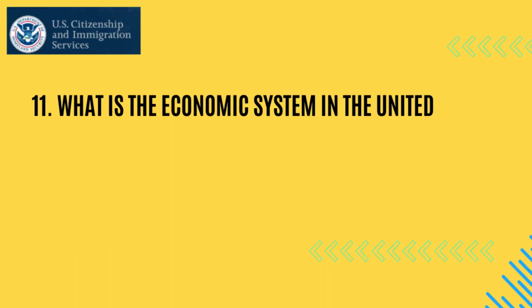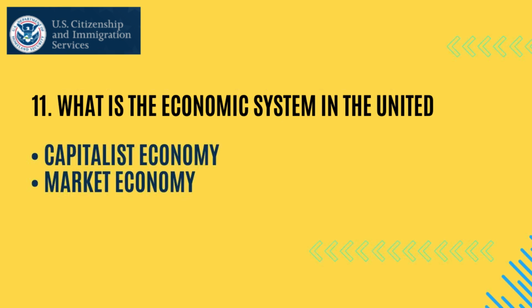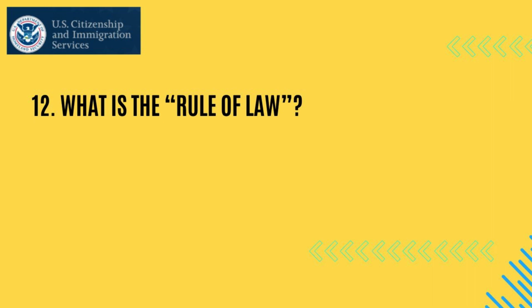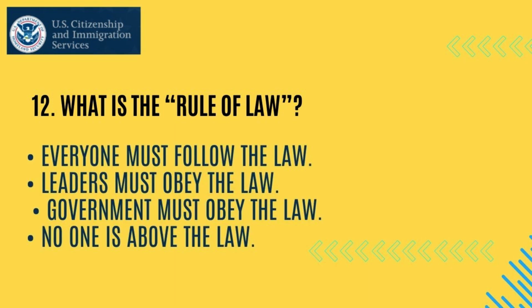11. What is the economic system in the United States? Capitalist economy. Market economy. 12. What is the rule of law? Everyone must follow the law. Leaders must obey the law. Government must obey the law. No one is above the law.